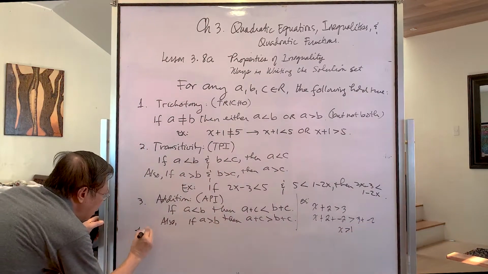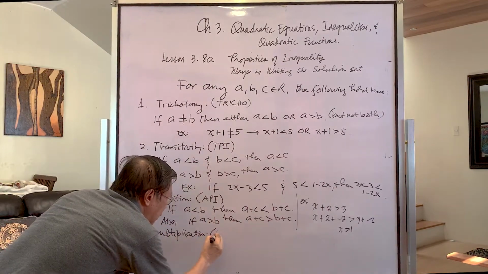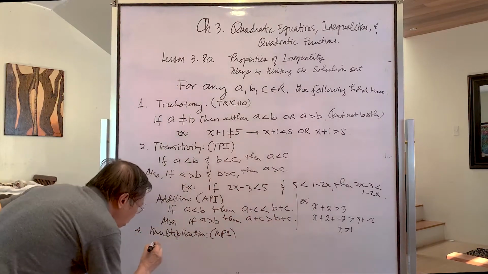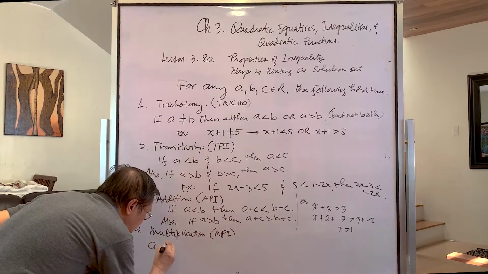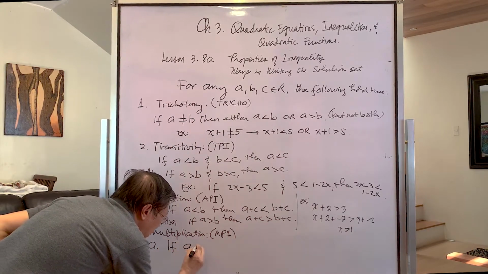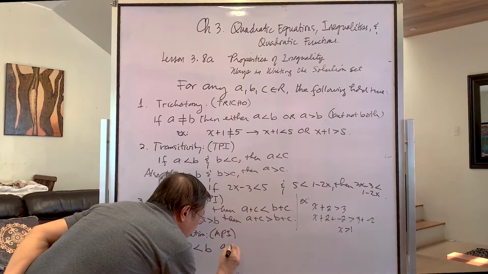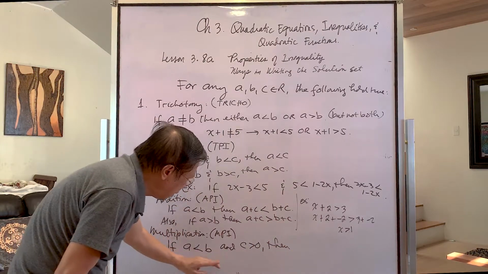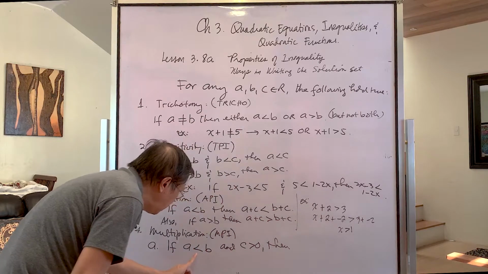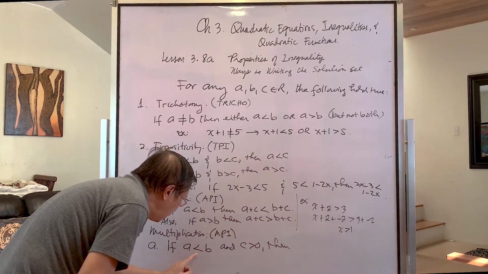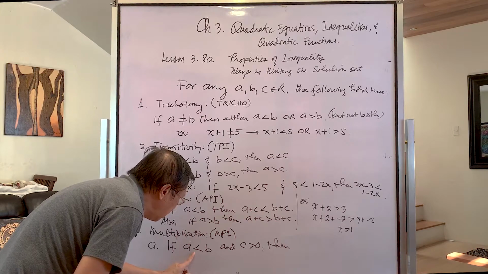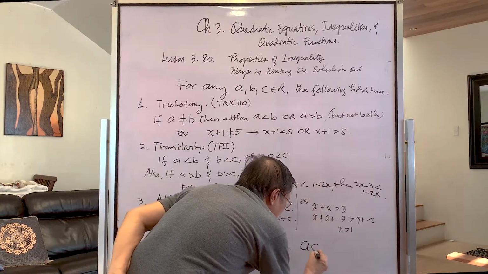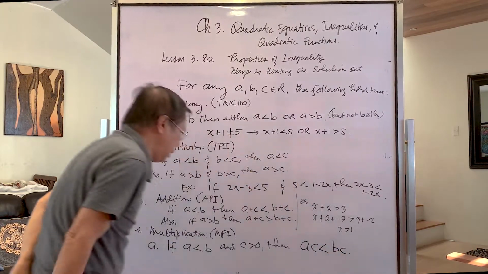The next property, multiplication. We will abbreviate this as MPI. For this property, let's have two cases. Suppose A is less than B and C is positive, then multiplying an inequality by a positive number will not change the sense of the inequality or the direction of the inequality, which means A less than B times C will give me AC still less than BC.